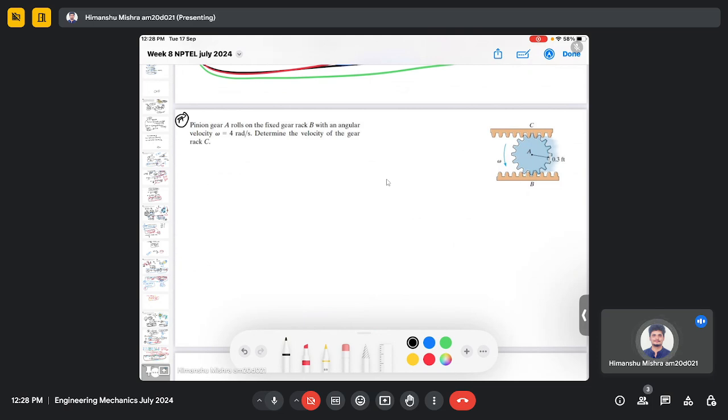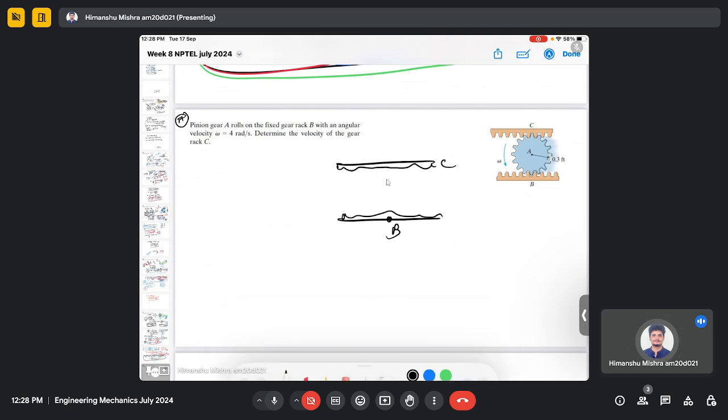So let's move to the next problem. It's a pretty simple problem we have. Here we are given a pinion gear A that rolls on a fixed gear rack B with an angular velocity of 4 rad per second. Determine the velocity of the gear rack C. So basically, let's say this is my gear B and this is my gear C.